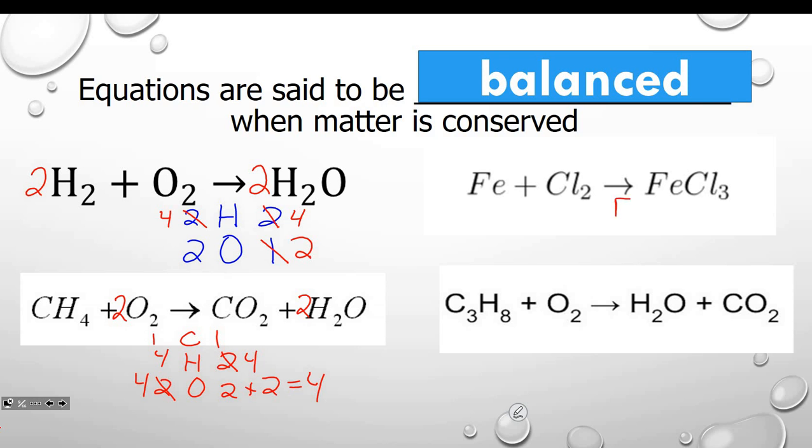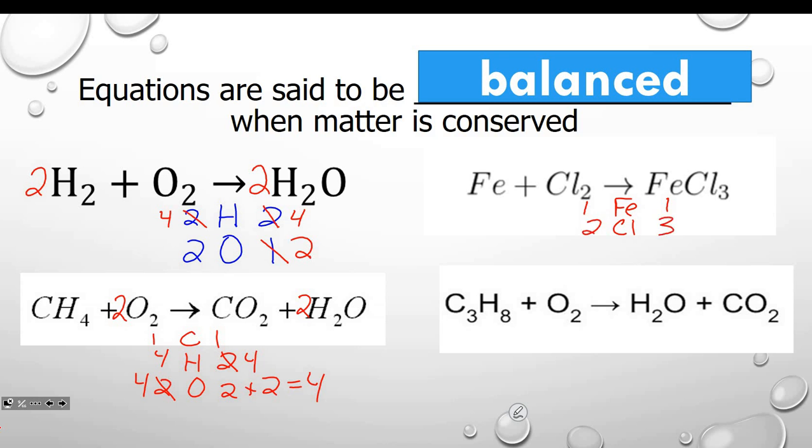Over here, I've got iron and chlorine, no oxygen or hydrogen. Okay, on the left-hand side, I have 1 iron. On the right-hand side, I have 1 iron. On the left-hand side, I've got 2 chlorines. On the right-hand side, I have 3 chlorines.